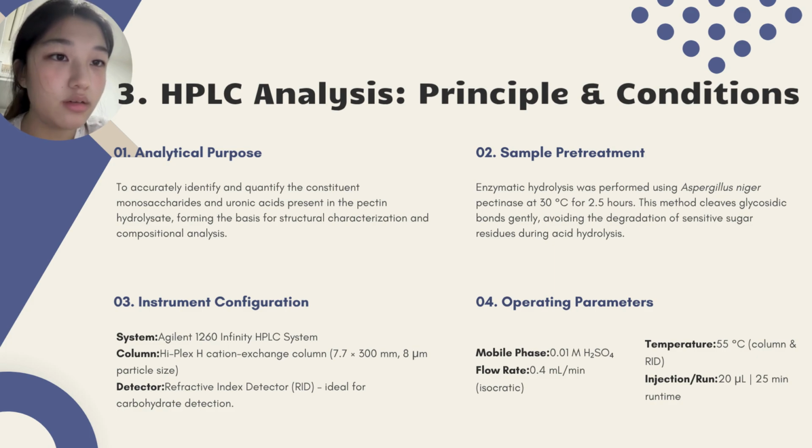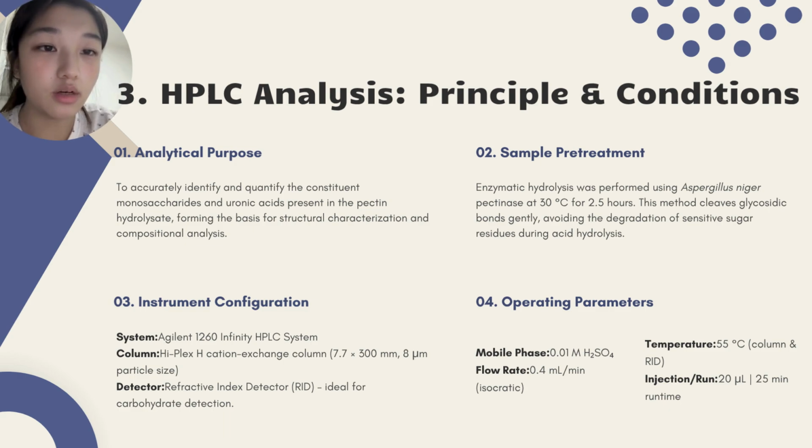We selected a refractive index detector instead of a standard ultraviolet detector because carbohydrates lack ultraviolet chromophores and don't absorb ultraviolet light, making a refractive index detector absolutely essential for accurate quantification. The separation was executed under isocratic elution using 0.01 molar sulfuric acid as the mobile phase, maintaining a flow rate of 0.4 milliliters per minute, a column temperature of 55 degrees Celsius, and a total runtime of 25 minutes.